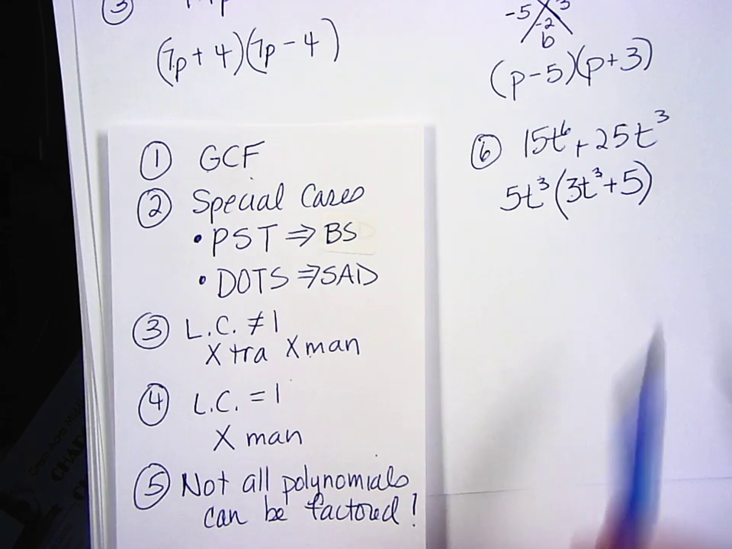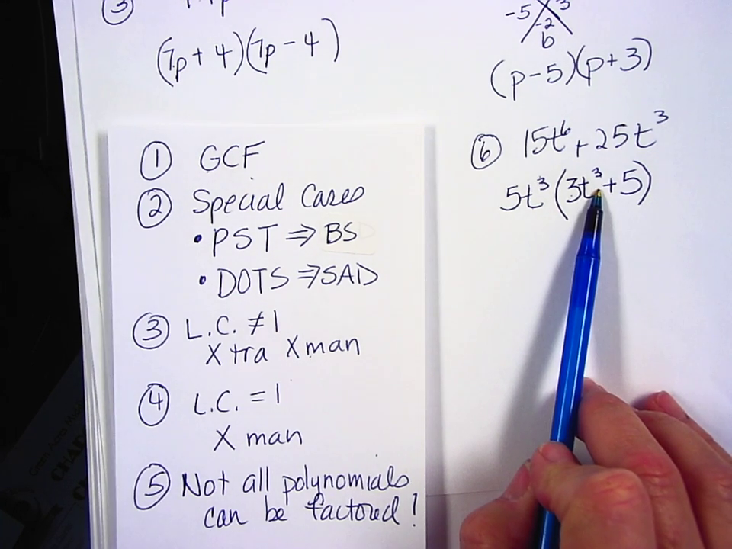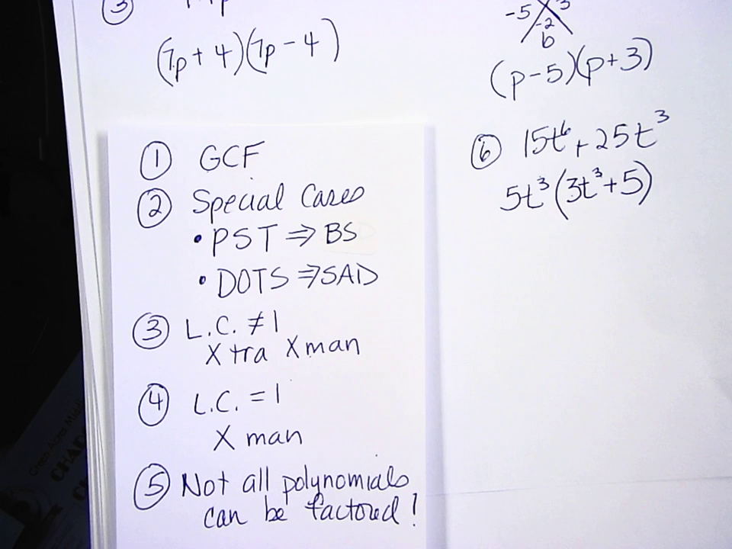And I can't factor this binomial anymore because it's not dots, and I already took out the GCF. Those are the only two things I can do with a binomial.